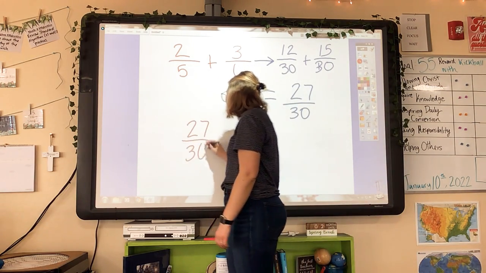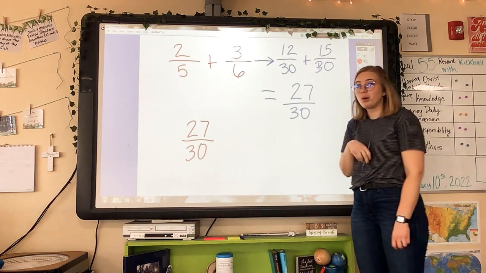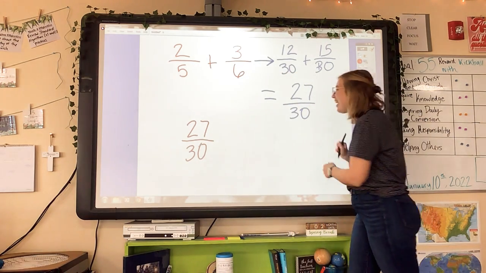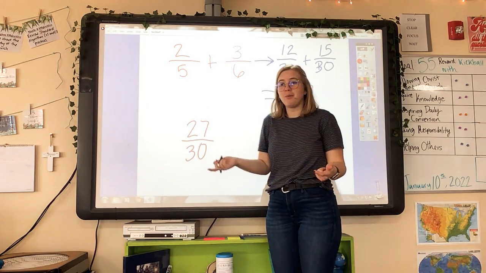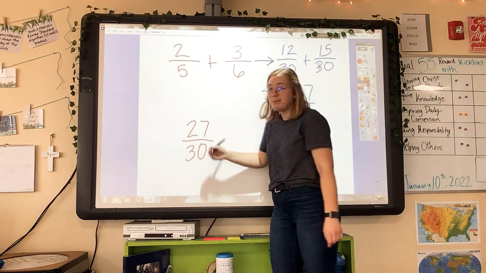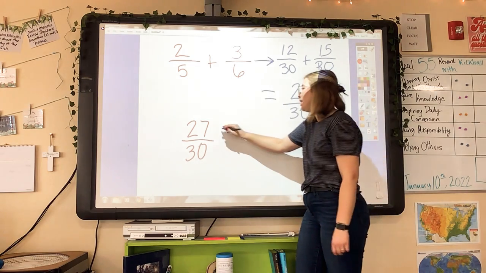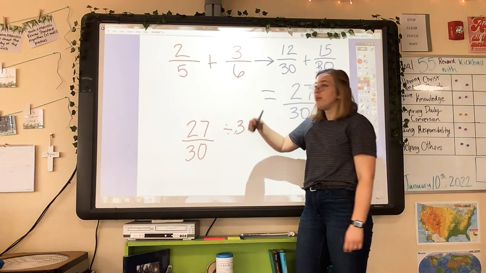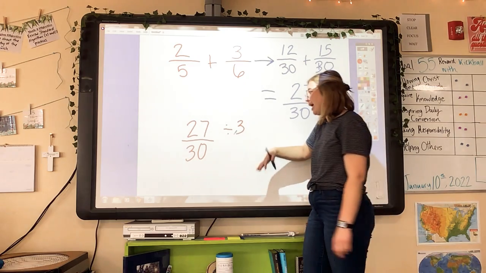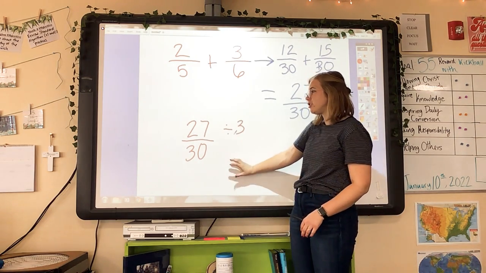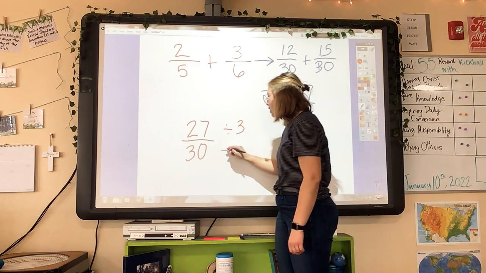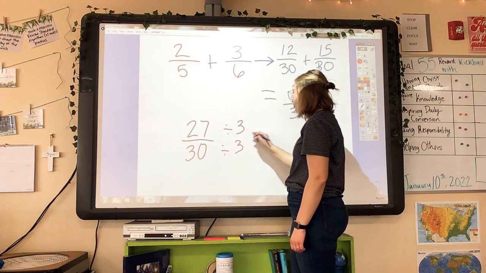27/30ths. I found the greatest common factor, which, what was it? 3, that's right, okay. So I'm going to do the opposite again of working with the least common multiple. So I'm going to divide both the top and the bottom by 3. So I divide the top by 3. Whatever I do on top, I do on bottom, okay? And anytime you change part of a fraction, you have to change the other part as well, okay? So divide both parts by 3.